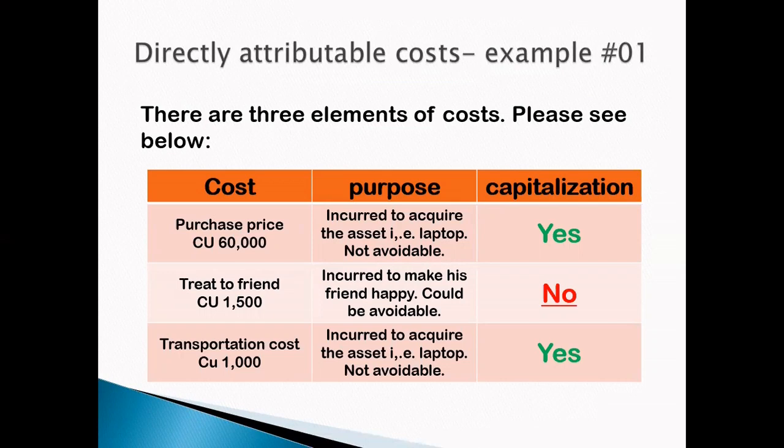Any cost that is related to the asset and it is necessary to bring the asset to the site and make it usable for its intended function are capitalized. So here, treat to the friend is avoidable and it is directly attributable, but this is not necessary for the asset to make it usable or to the site or anything. So this is avoidable and it is not capitalized.